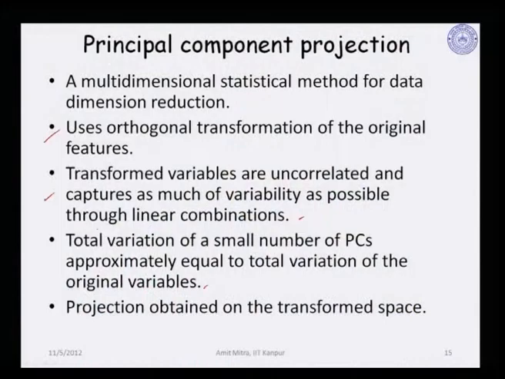So, when the total variation of a smaller number of principal components approximately equals the total variation in the original variables, then data dimension reduction would be possible through principal components. If that is the case, then we will be able to have an effective projection of the multidimensional data onto the principal component plane.